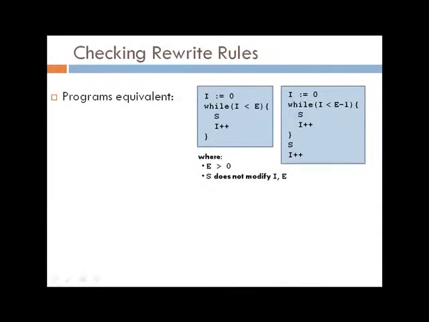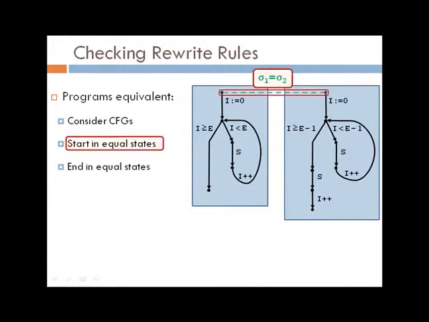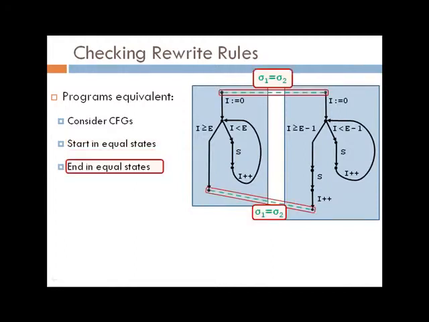To do this, we consider the CFGs of the parameterized programs and say that the 2 CFGs are equivalent if whenever they start in equal states, then they must also end in equal states. Here we use sigma 1 to represent the state of the left program at a point, and sigma 2 to represent the state of the right program at a given point.